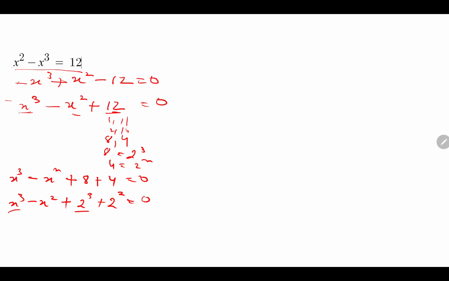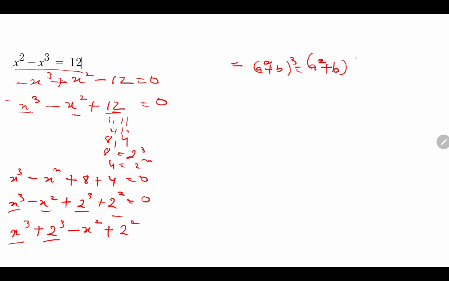Now these two can be combined together, and these two can be combined together. So we can write x cube plus 2 cube, minus x square plus 2 square. Now this is a cube plus b cube, and we know the formula of this. a cube plus b cube is a plus b into a square minus ab plus b square. We know this formula.